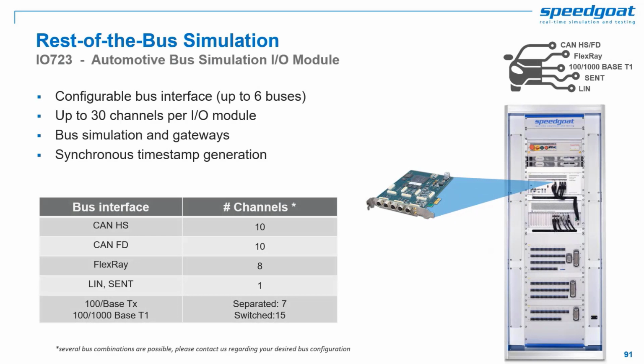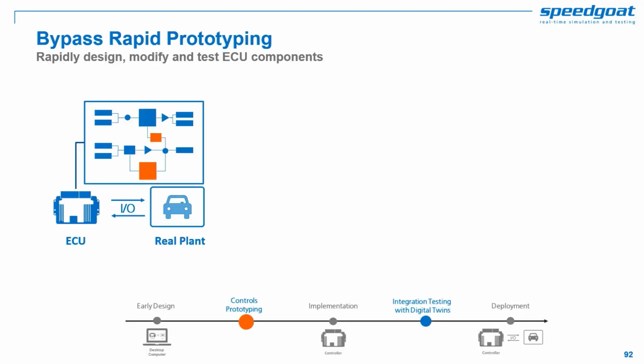Speedgoat offers a complete solution for this workflow based on our IO723 IO module for automotive bus simulation. This is a configurable IO module that can support up to 6 different buses, including CAN, CAN-FD, FlexRay, LIN. It provides you the capability of performing complex multi-bus simulation and gateways with timestamping and synchronization capabilities.